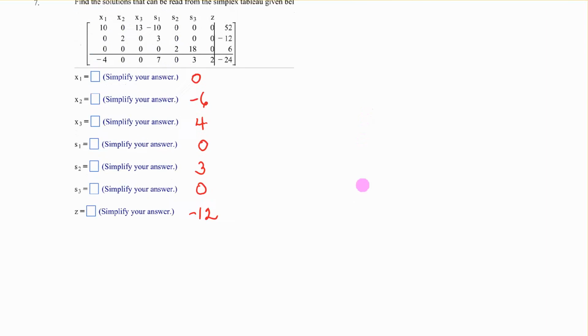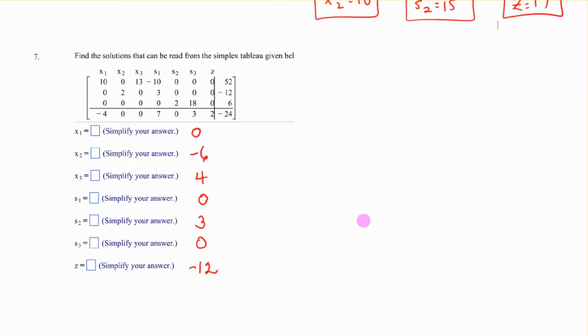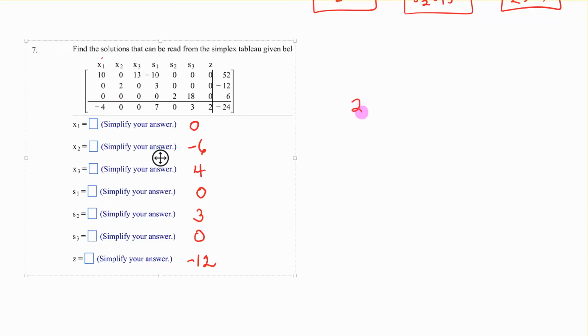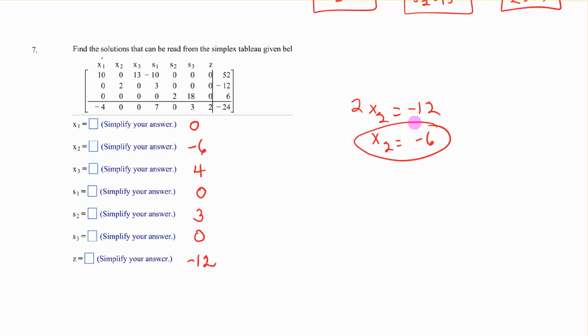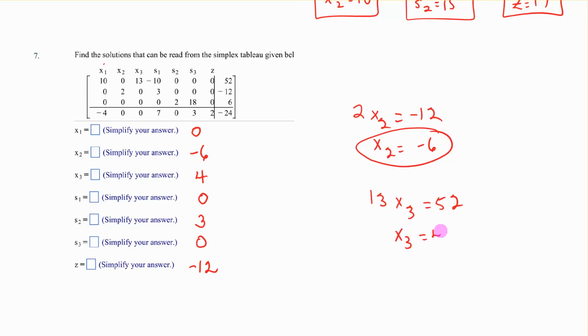Number 7. Find the solutions that can be read from this. x1 is going to be 0. For x2, we have all zeros and a 2, so 2x2 equals -12, sorry, so x2 is -6. x3 is all zeros in that, so we have 13x3 equals 52. So x3 is equal to 4.